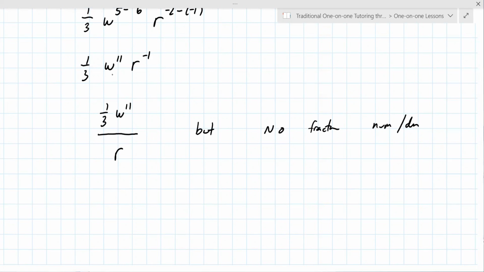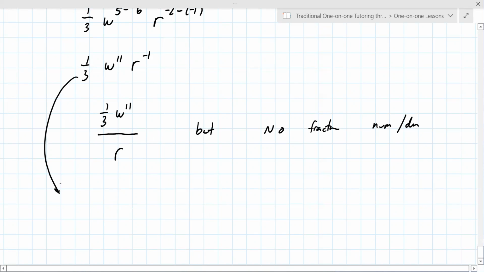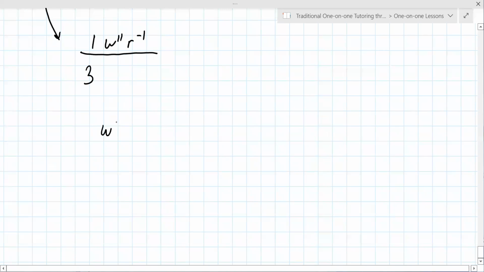So the correct answer, and it will actually come from this line right here, is to put the 1 up top and the 3 on the bottom. W to the 11th, R to the minus 1. So the variables still maintain being in the numerator for now. But if it's a fraction, whatever is in the numerator goes in the numerator, whatever's in the bottom goes in the bottom. And then this R will move down into the bottom. Do you see that? So it's W to the 11th over 3R.